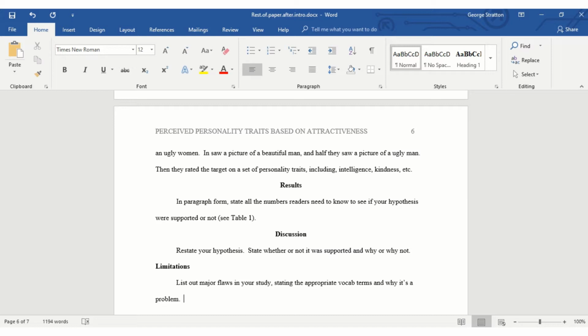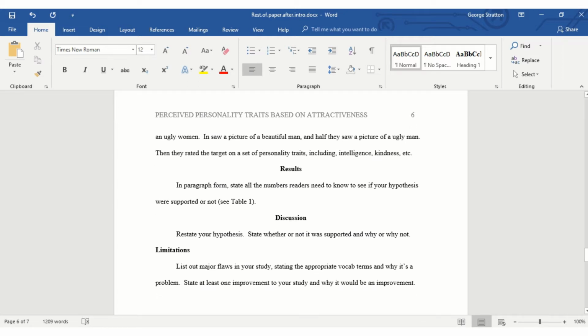Then in the limitation section, you should also list out at least one way that a future study could fix this problem. So in this section, you could say future studies should reconduct the study all over the United States with men and women of different ages and different races to get results that will generalize to the population. So you would state at least one improvement to your study and why it would be an improvement. Okay, so there's going to be several paragraphs in your limitation section because you're going to have multiple flaws to your study.